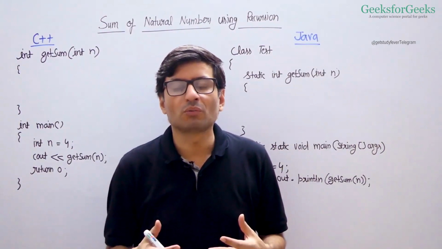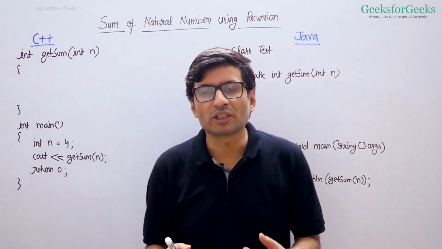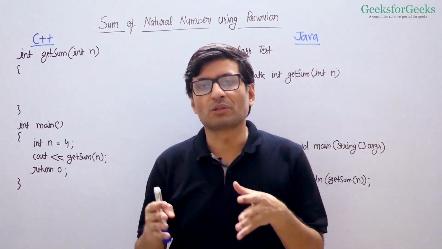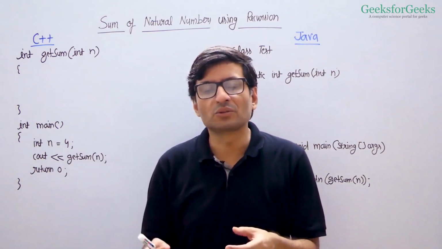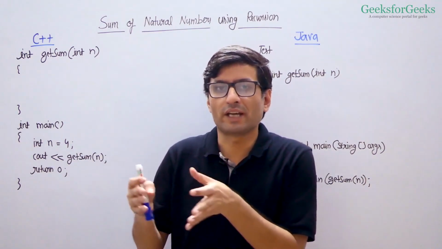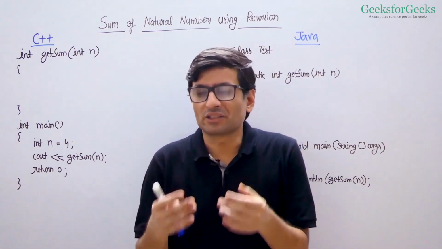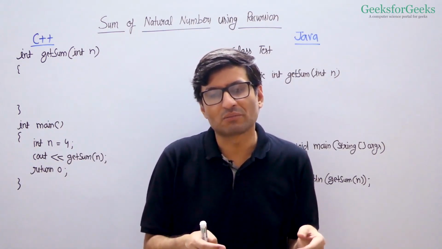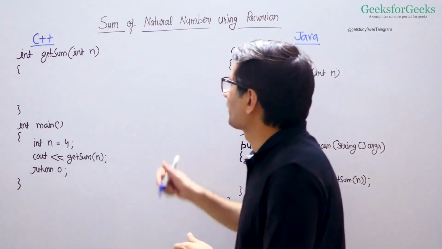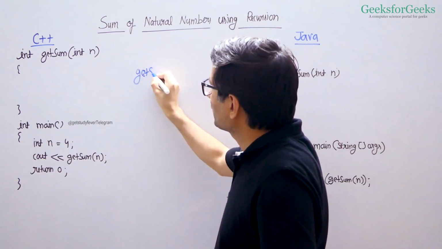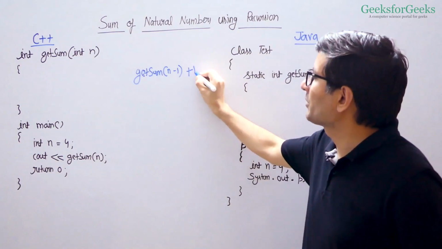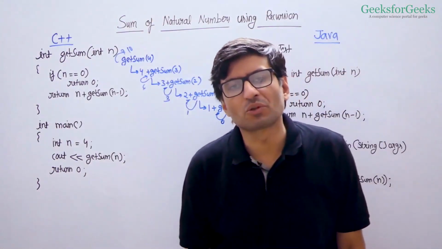When we solve a problem using recursion, we need to think in terms of solutions of smaller problems. Suppose I want to know the sum of n natural numbers. Can I use the sum of a smaller number of natural numbers to get the sum of n natural numbers? The idea is simple. If you have the sum of n minus 1 natural numbers, you can add n to it to get the sum of n natural numbers. So if getSum(n minus 1) is available, my answer would be getSum(n minus 1) plus n. This is how this recursive code is going to work.